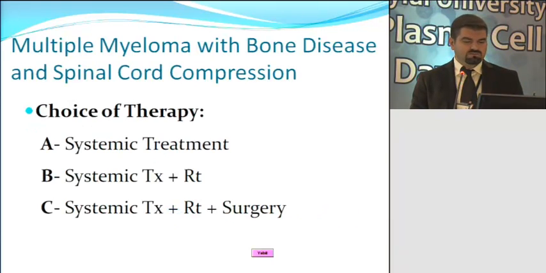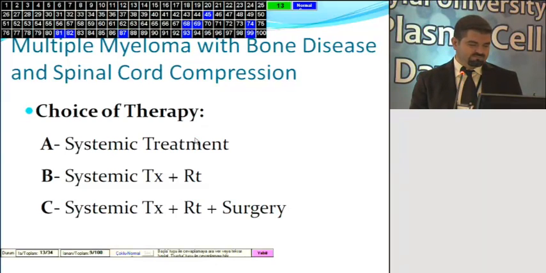In multiple myeloma with bone disease and spinal cord compression, what is your choice of therapy? Systemic treatment, and radiotherapy. Systemic treatment, radiotherapy, and surgery. Yeah, of course, difficulty on walking and neurological signs.